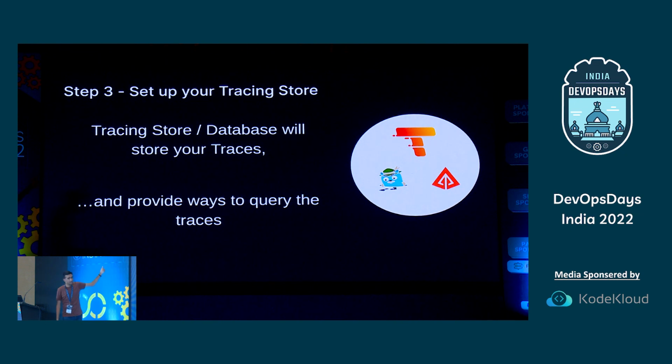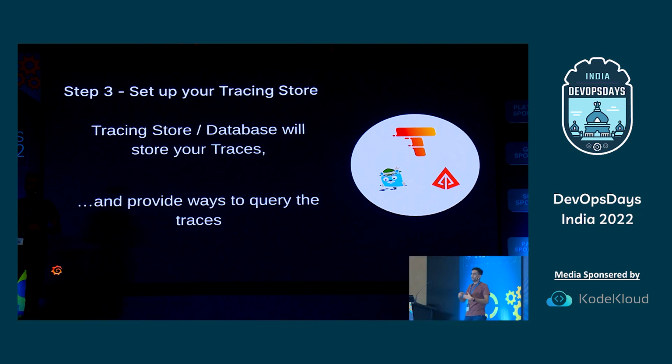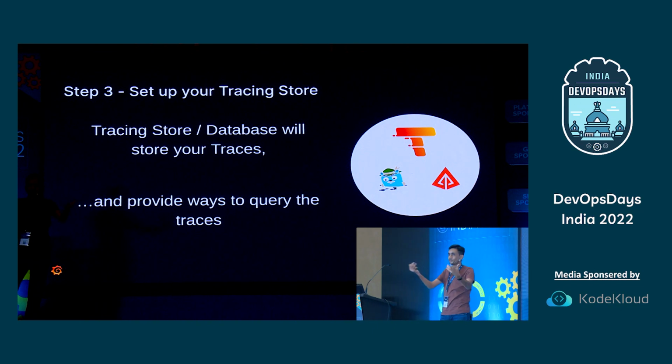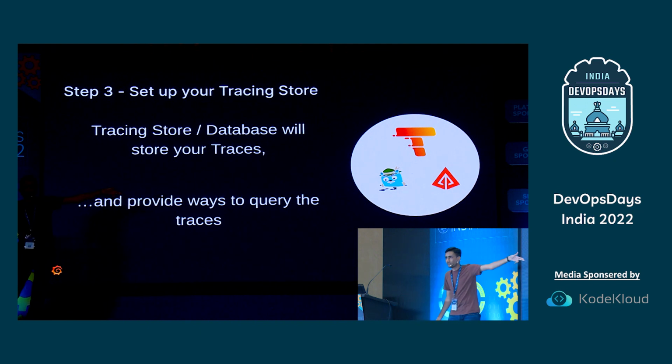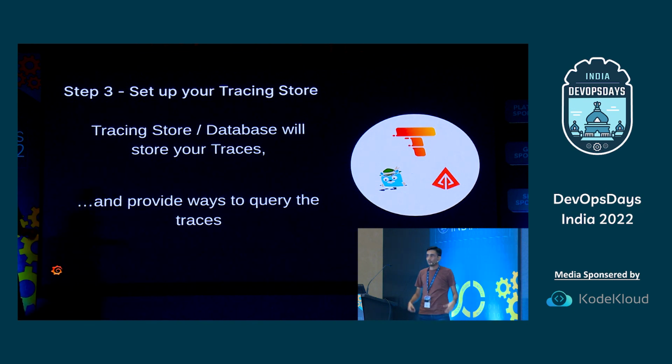So the third step is you are collecting it, you are batching it, you're sending it, but you need a place to receive that and store it. So to store, you need a tracing store. There are three popular open source tracing stores, databases, whatever you want to call them. The top one is Tempo, obviously built by Grafana and my team. The mascot is Jaeger. It came out of Uber, if I remember correctly. And then there is Zipkin. So you can use any of these to store your traces.